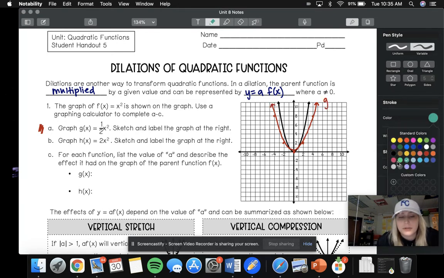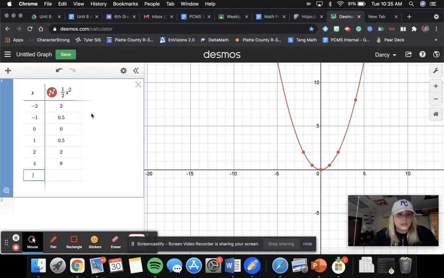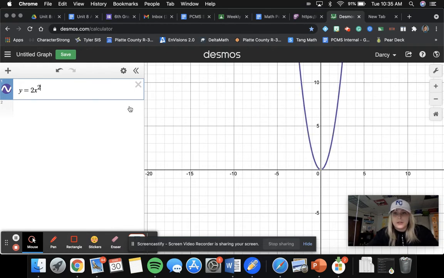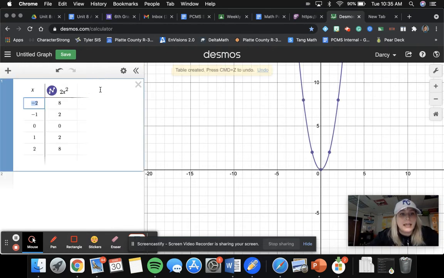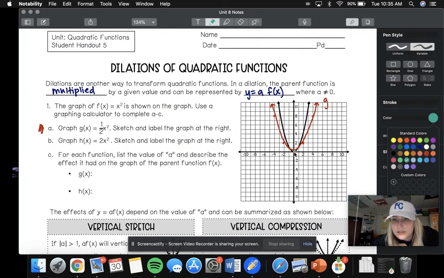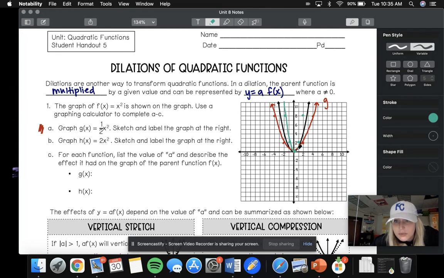All right. Next, we are going to do 2x squared. So I'm going to X out of this one, and I'm going to do y equals 2x squared. Again, I can go to my table if I want to, and I see it's negative 2, 8, negative 1, 2, 0, 0, 1, 2, and 2, 8. Okay, so I'm going to use a different color. It is still 0, 0, but it's 1, 2, and then 2, 8. And I'm going to make it symmetrical on this side. Make it pretty. And I'm going to label it with an H. So those are my two colors.